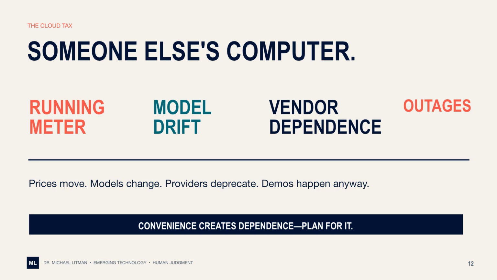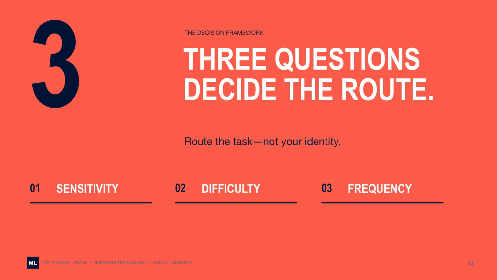Your data is on someone else's computer, which we covered. The model can change underneath you, and there's vendor dependence. If you build your whole workflow on one provider and they raise prices or deprecate your model or have an outage on the day of your big demo, you're just standing there, holding your demo, looking foolish. Allegedly, this has happened to people. Allegedly. So how do you actually decide?